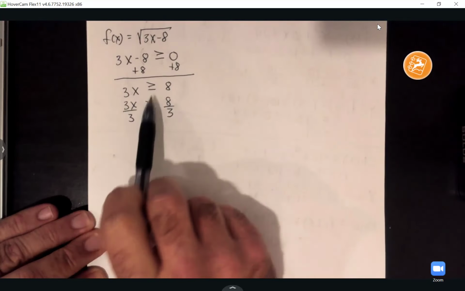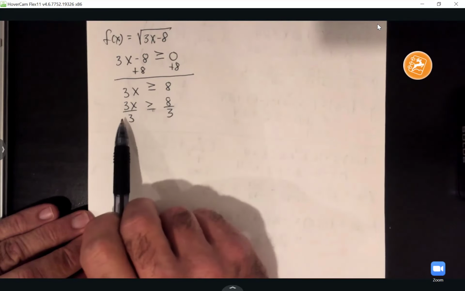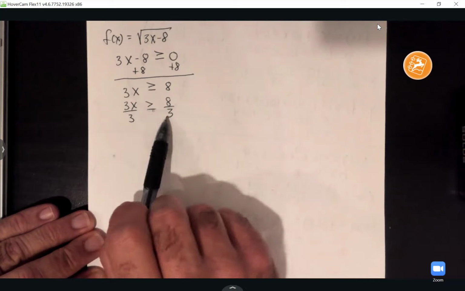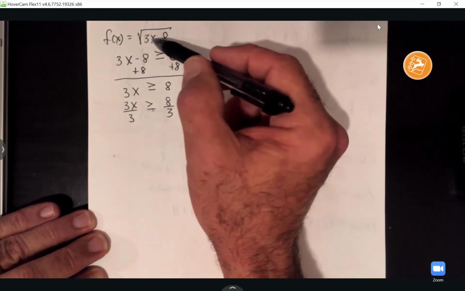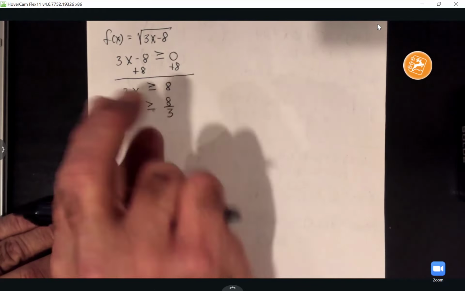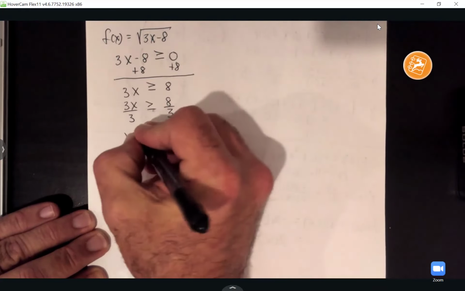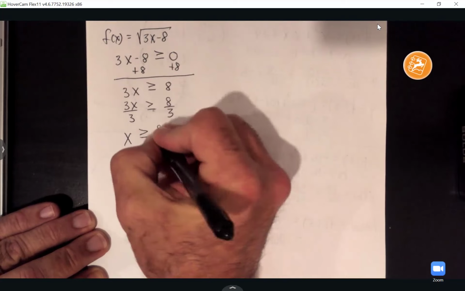Now remember, I'm not switching this around because I'm dividing by positive numbers. Now I think all of y'all should be positive on this for the x's. But if it was negative and you divide by negatives, you would have to flip it around, okay? So y'all, let's see what I get. I get x is greater than or equal to 8/3.